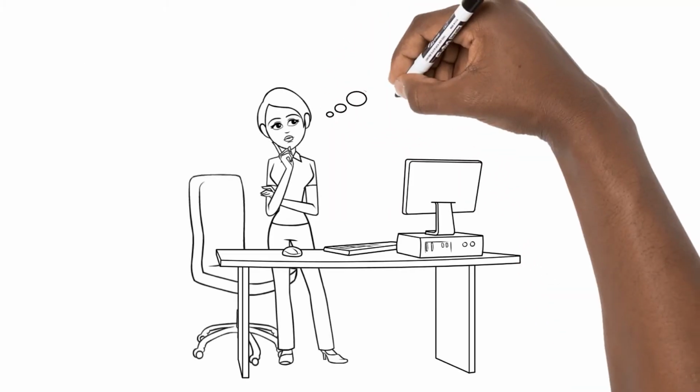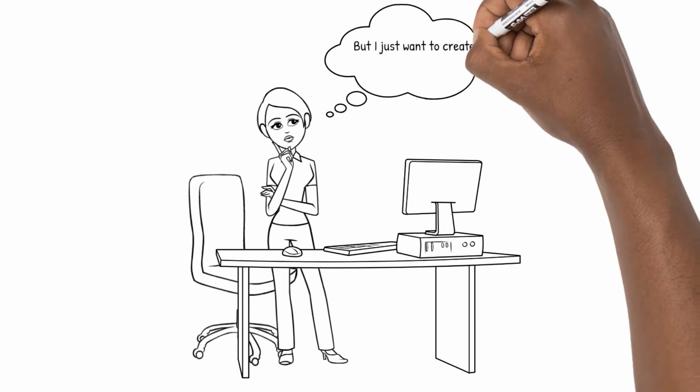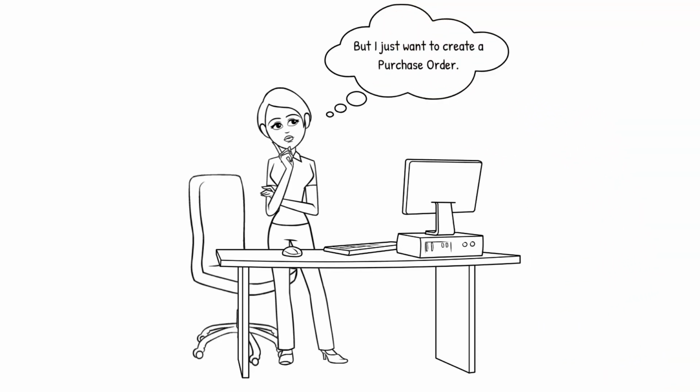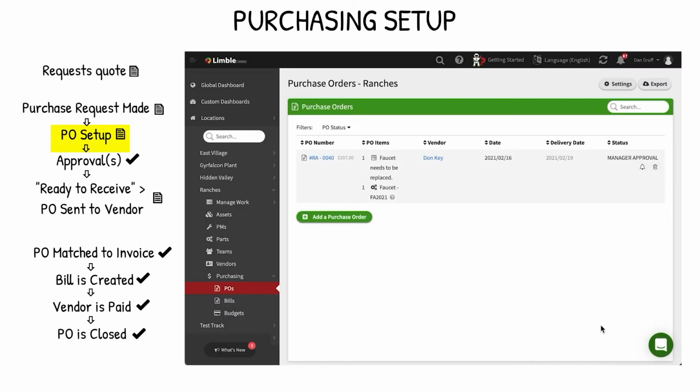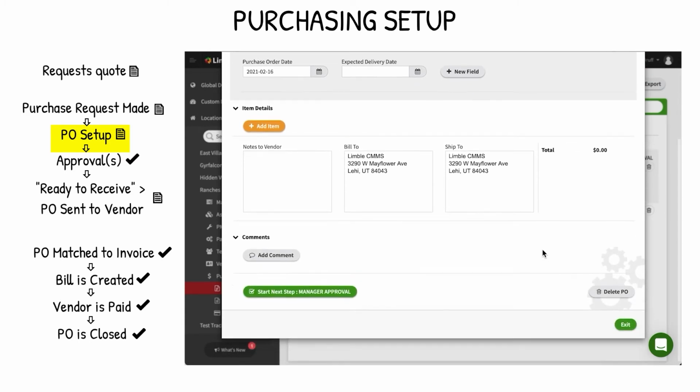If you'd like to skip the purchase request stage and just create a purchase order, you can do that from within the task or from the POs tab in Limble. Let's show you how to do that. In the task, you can click on Start PO, or you can click on Add a Purchase Order from the POs tab. Notice how the PO looks identical to the purchase request. That's because purchase requests and POs are the same document.